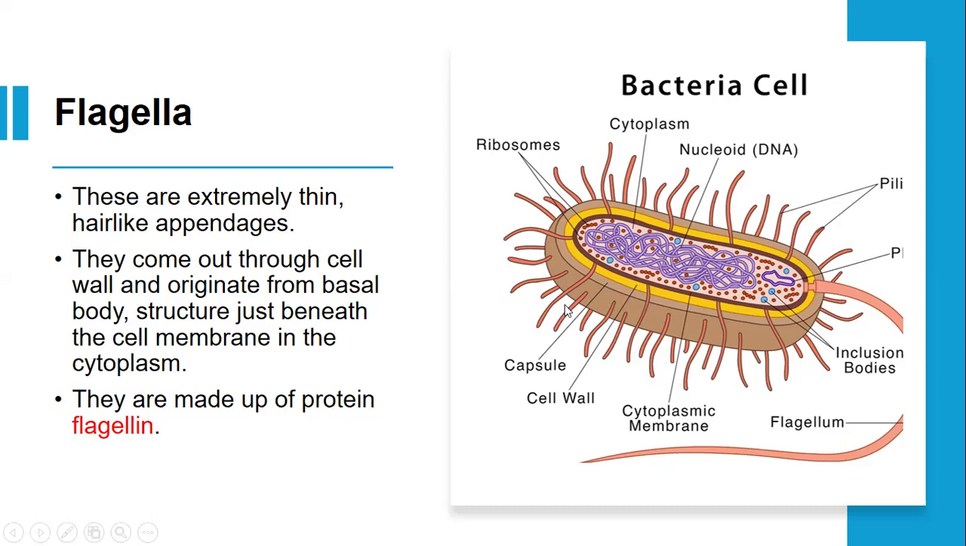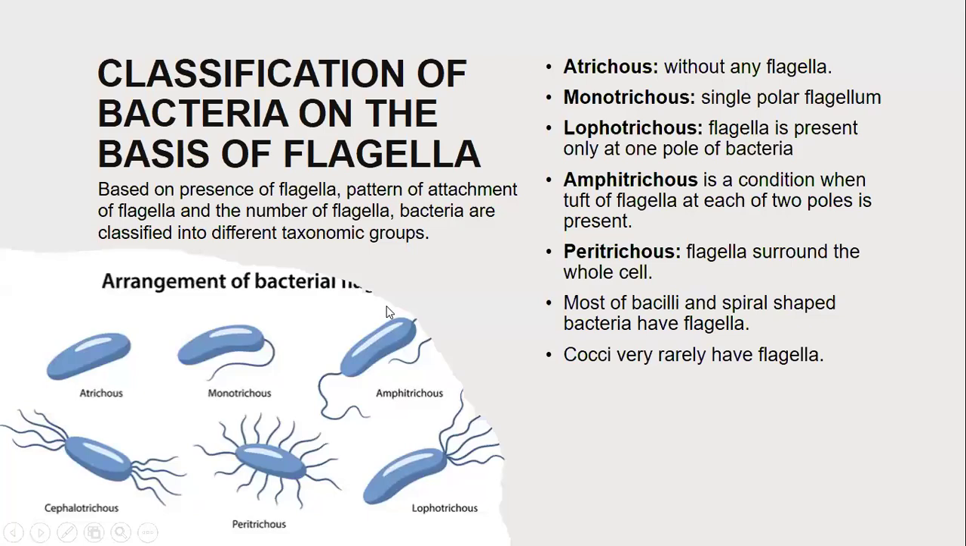The flagella are very special structures of the bacteria. They are not present on all types of bacteria, but are specific to particular conditions or habitats. The flagella are made up of a special type of protein known as flagellin.